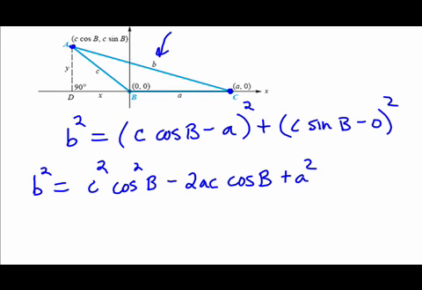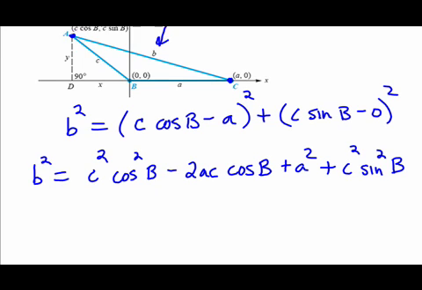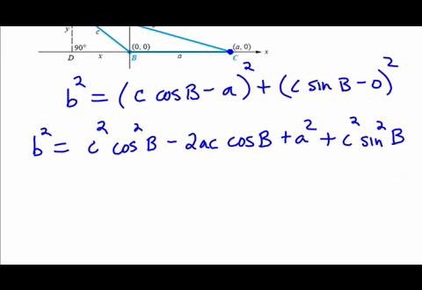My second quantity is nice because c sine b minus 0 is c sine b, and all I've got to do is square that to get a positive c squared sine squared b. Any questions so far? All I'm going to do is simplify the right-hand side, which will quickly lead to what the law of cosines says. What else could I possibly do on the right-hand side?